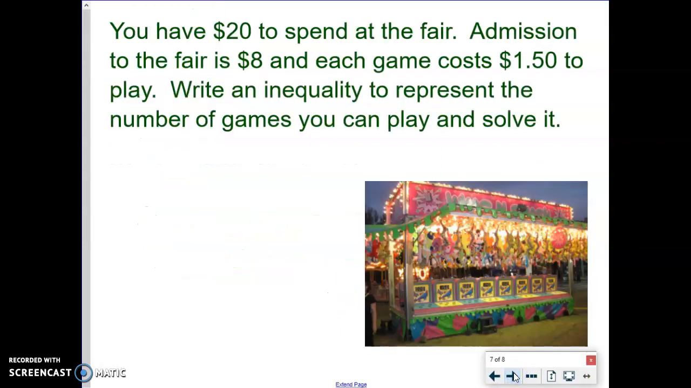Okay, you have $20 to spend at the fair. Admission to the fair is $8, and each game costs $1.50 to play. Write an inequality to represent the number of games you can play, and then solve it. So, first thing I like to do is figure out my variable. What don't I know? How many games can I play? What variable would you like to use? G. I heard G first. So I'm going to go G is the number of games I can play.